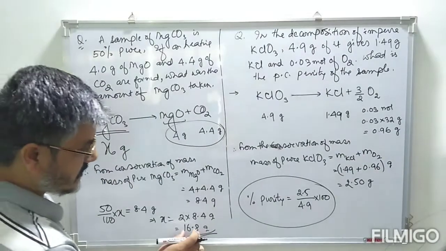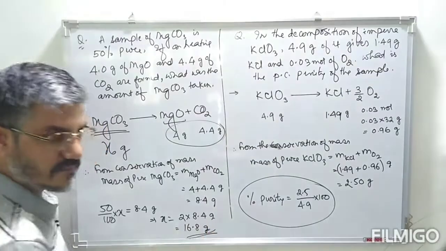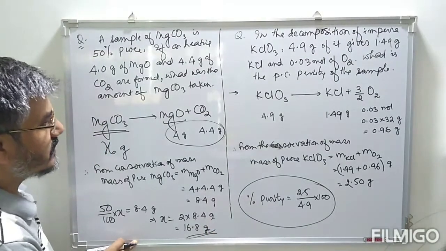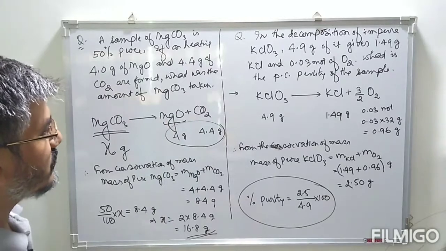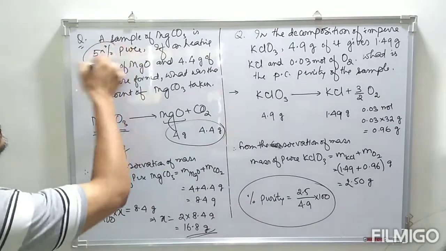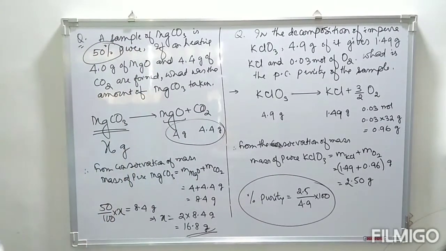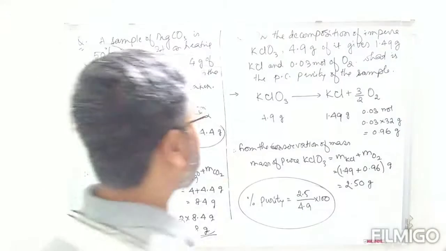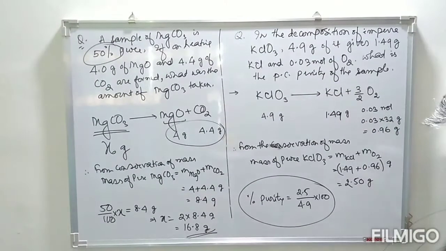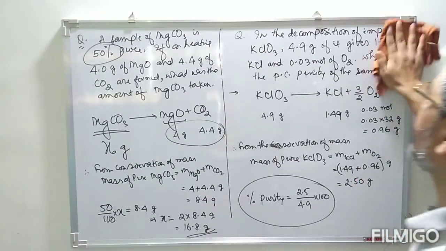So if you take this 16.8 gram, on heating it gives you 4 gram of magnesium oxide and 4.4 gram of carbon dioxide, whose purity of the sample is 50%. So this is how we apply the law of conservation of mass in chemical reactions. Once we have learned conservation of mass, now let's go to the second law.